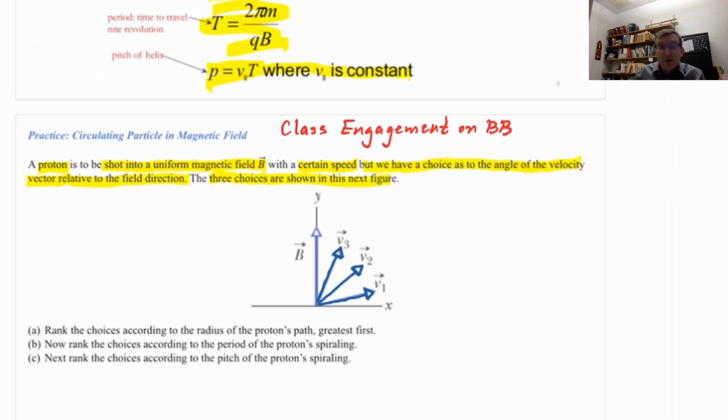That's what's going on. We are to rank these three choices, 1, 2, and 3, according to the radius of the proton's trajectory or path, biggest radius first. Then rank those three choices according to the period of the proton spiraling in its helix. And then rank the choices according to the pitch of the proton's spiraling. So those are the questions that we answer for the class engagement. And as I said, we'll be talking about this in Friday's class. And that's all for this video.